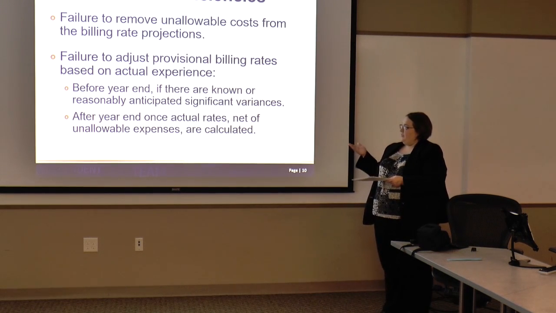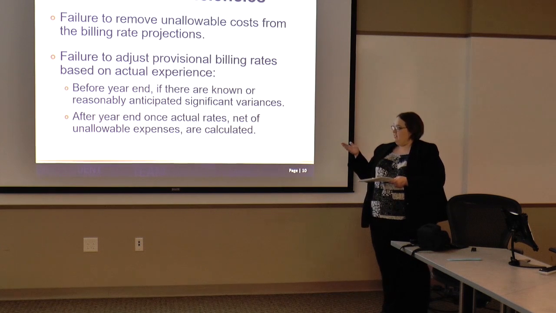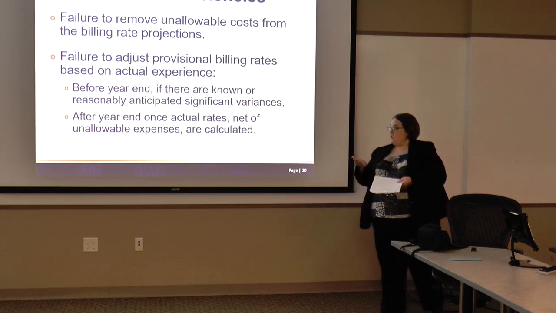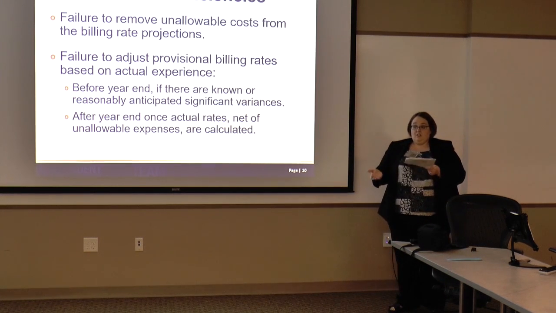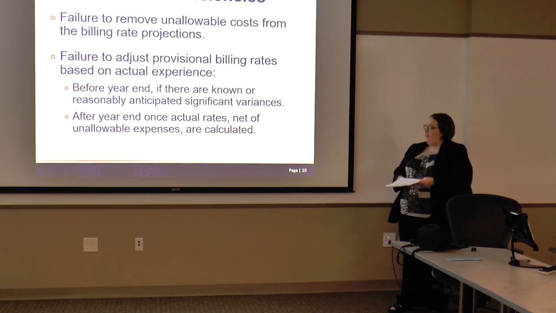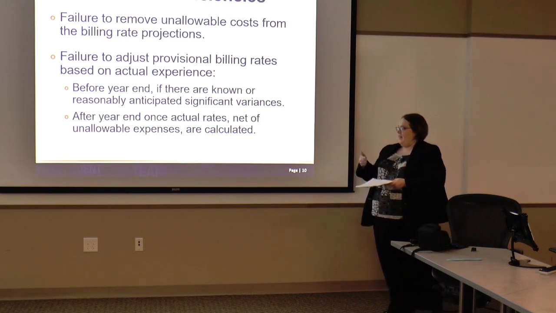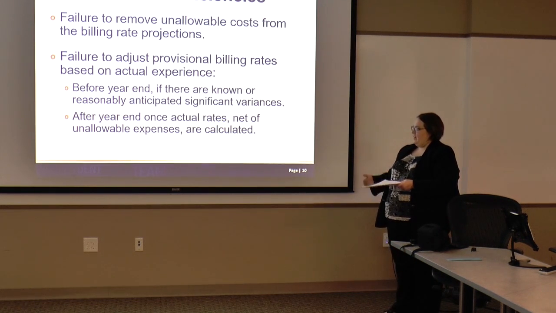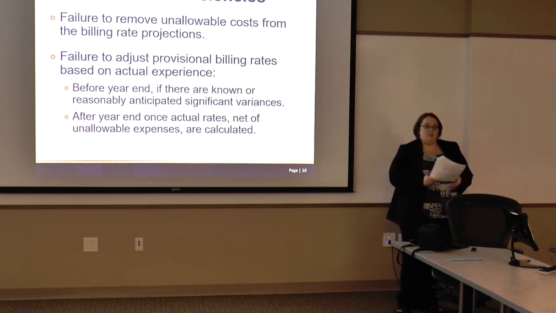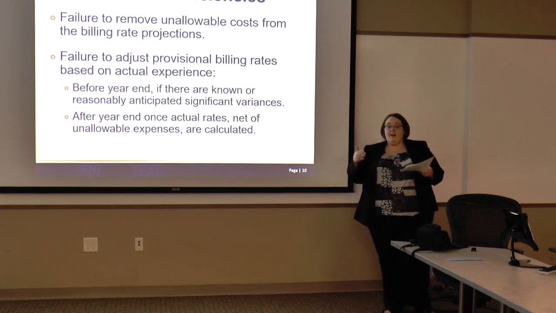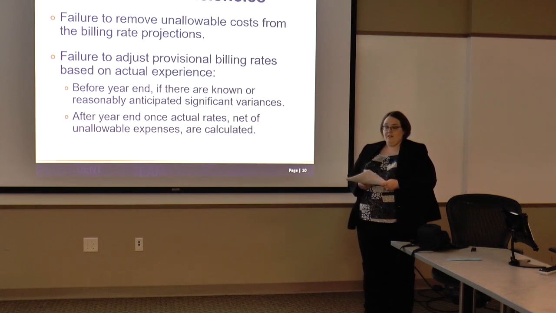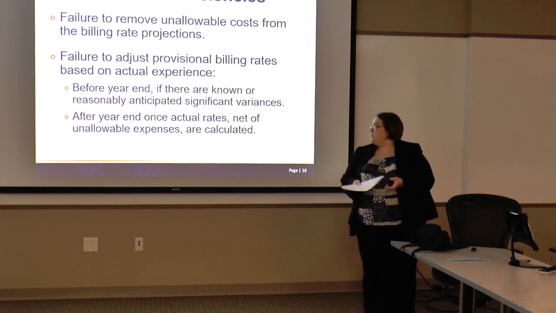Before the end of the year, there may be known, reasonable and significant anticipated variances, like the increase or decrease of insurance, or the increase or decrease of an allocation base in the future. And then after the year end, once the actual rates, net of unallowable expenses, are calculated. So a lot of those are related to not adjusting for known changes or variances, and not adjusting for unallowable expenses.